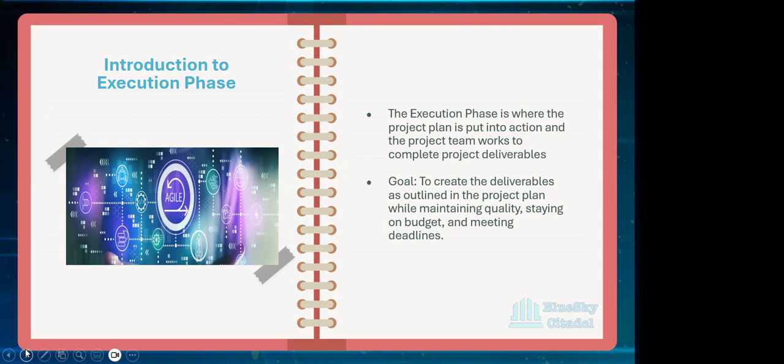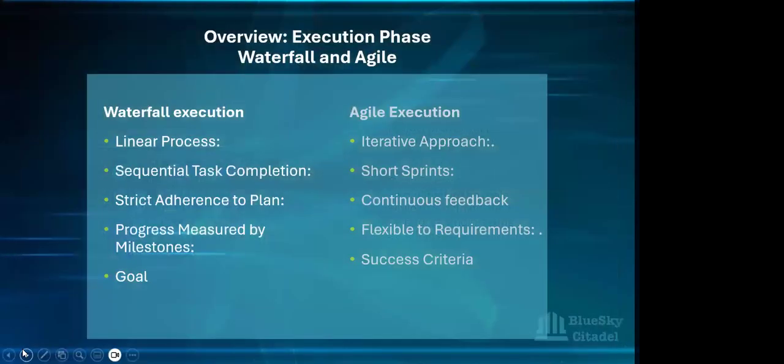So the goal of this execution phase is to create the deliverables as outlined in the project plan. And it's important that while we're doing that, we are maintaining quality. As a PM, it's something that you want to keep at the forefront of your mind. Also, the importance of staying on budget and meeting deadlines, because we know we have to give our feedback back to our stakeholders. So that is very, very important. So let's look at the difference of this execution phase in relation to waterfall and agile.